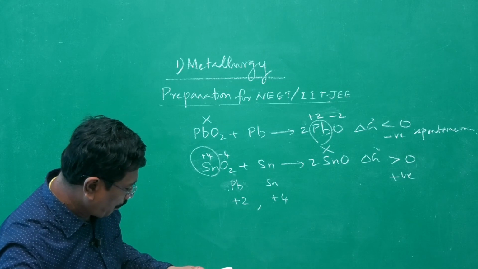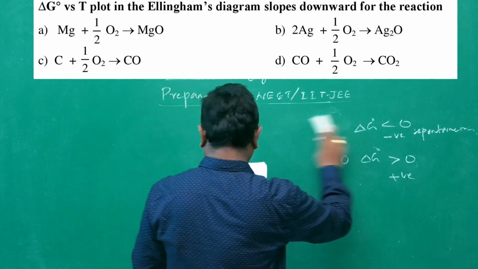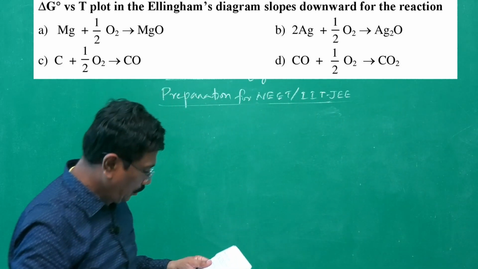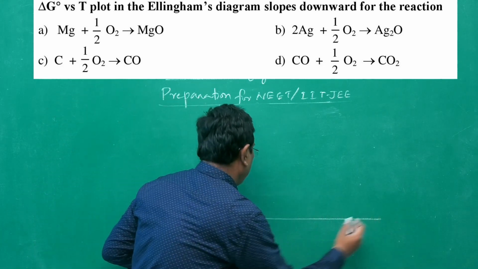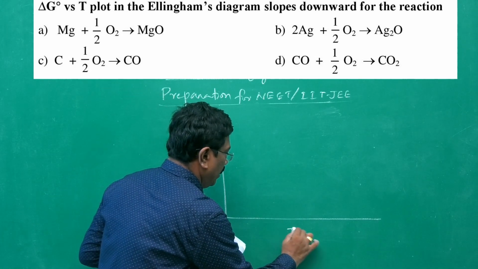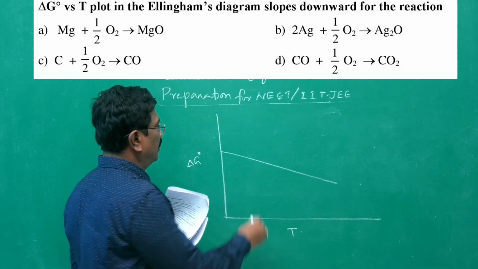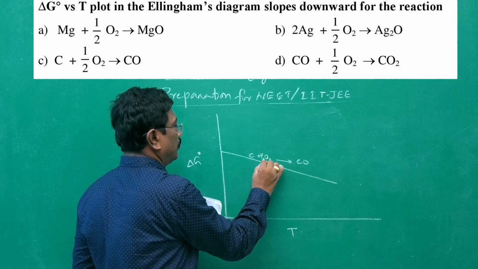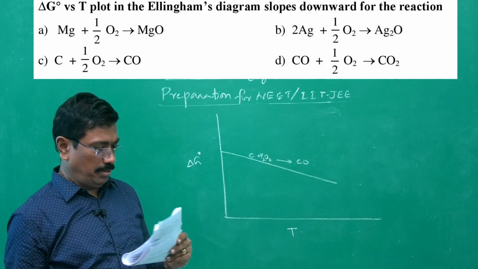The next question, delta G naught versus T plot in the Ellingham diagram slopes downward for the reaction. So the slope is downward only for the conversion of carbon to carbon monoxide. Delta G naught versus T. It starts from carbon to carbon monoxide. As the temperature increases, carbon monoxide is found to be more stable. At higher temperature, carbon monoxide is found to be more stable.